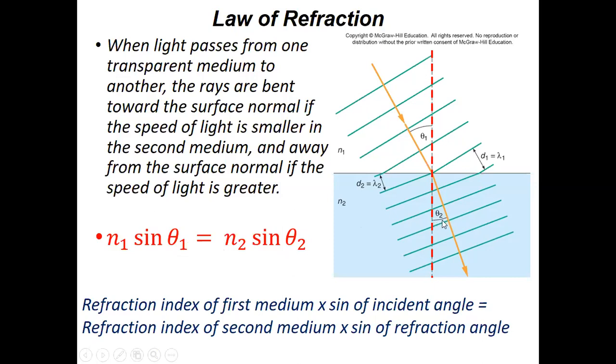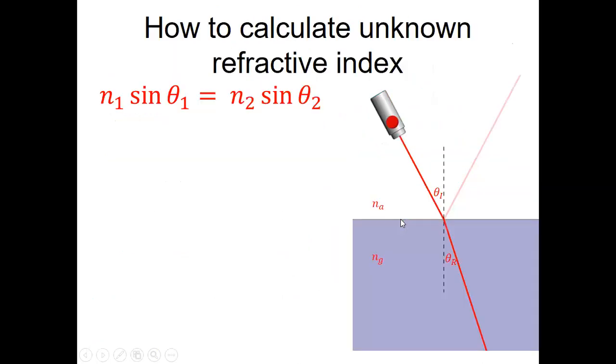So this angle over here is the refracted angle. So basically you are measuring the angle between the normal and the refracted beam, right? Okay, so how can we calculate an unknown refractive index?